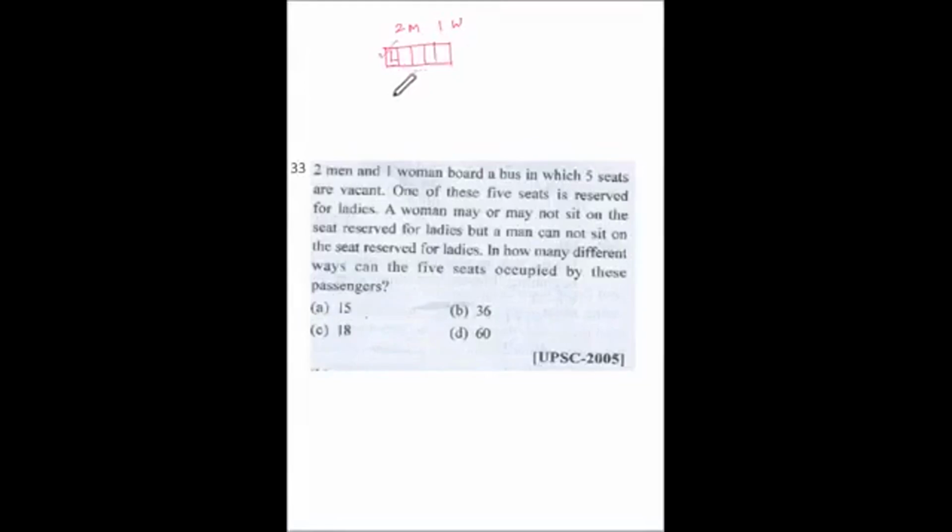So let's take the first case where the woman takes this seat, so one way, and then four seats are there and two men are there. So the first man takes any seat out of these, so four ways for that. Then the second man takes one seat out of three, so three ways, so this is 12. Now the other case, when this is vacant, the woman doesn't sit here, so now three people are there and the first person may take any seat out of four, so four choices, then three choices, and then two choices, so this is 24. So the total number of ways is 24 plus 12, that is 36. So 36, B, is the answer.